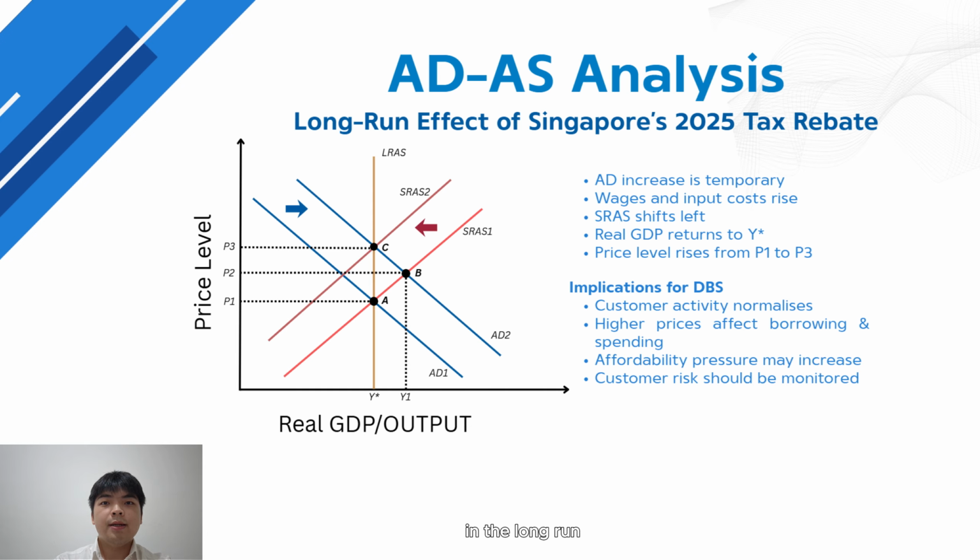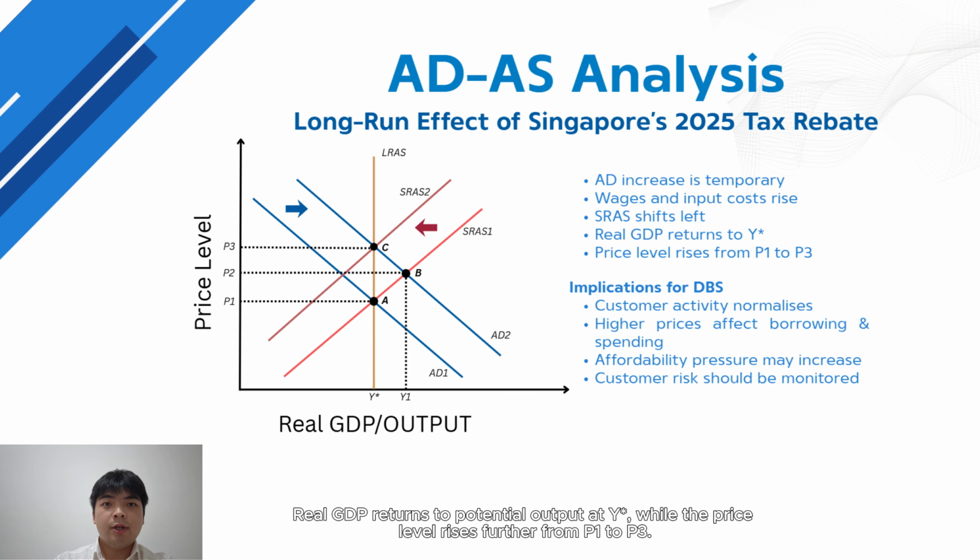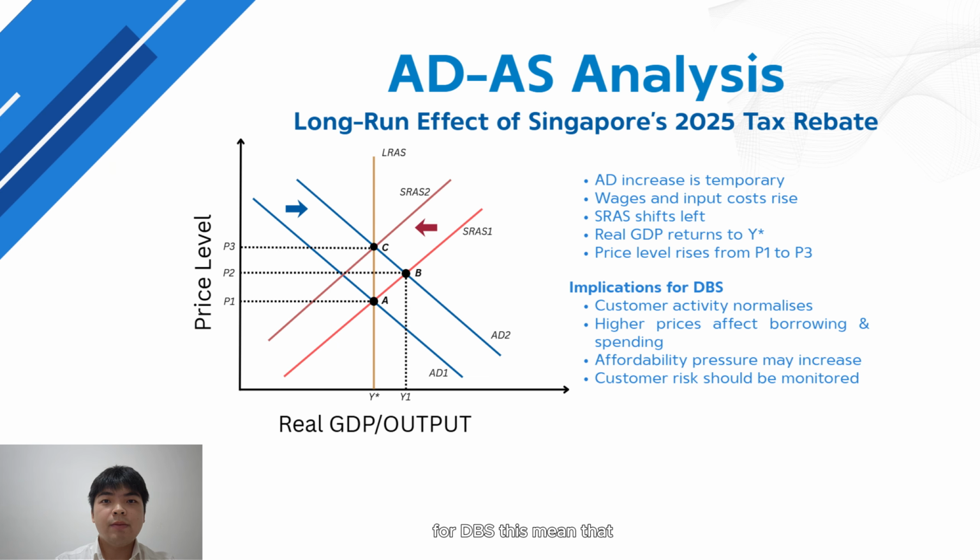In the long run, the increase in aggregate demand is temporary. As wages and input costs rise, short-run aggregate supply shifts left, and the economy moves toward its long-run equilibrium. Real GDP returns to potential output at Y star, while the price level rises further from P1 to P3. For DBS, this means customer activity may normalize over time. At the same time, higher prices may affect borrowing and spending. Affordability pressure may increase, and customer risk should be monitored carefully.